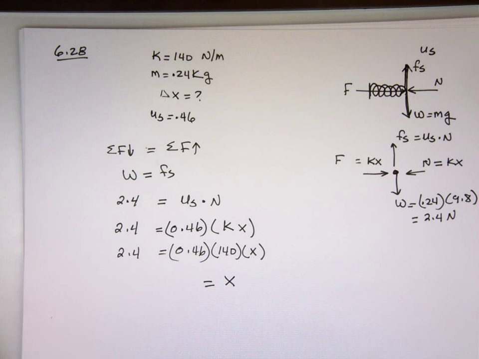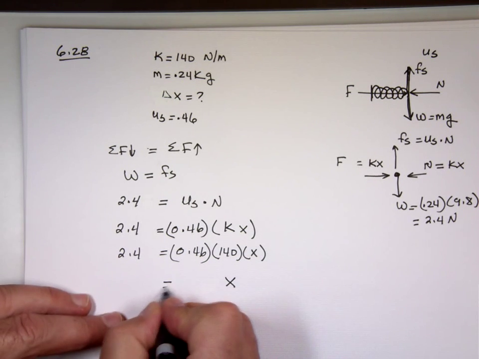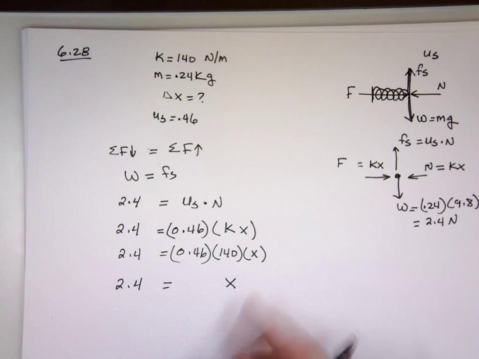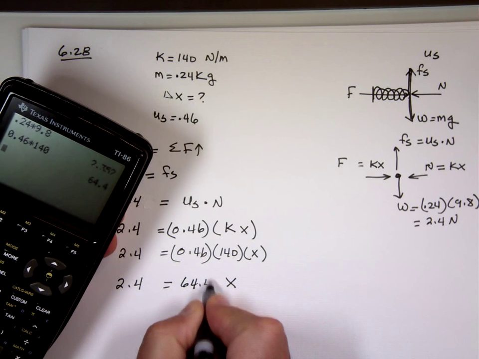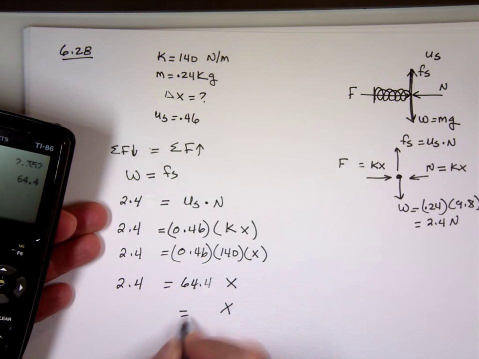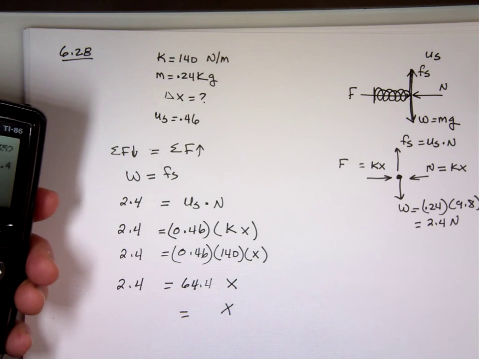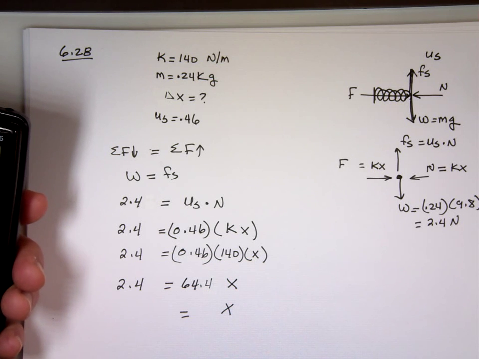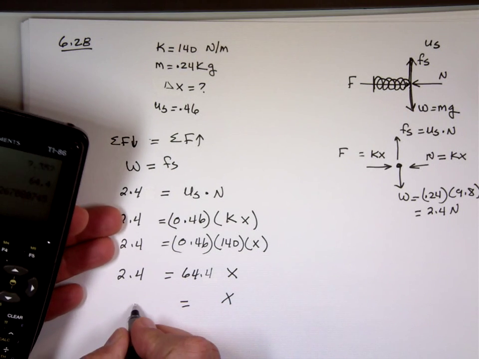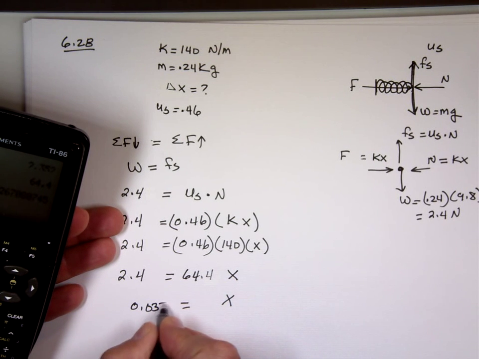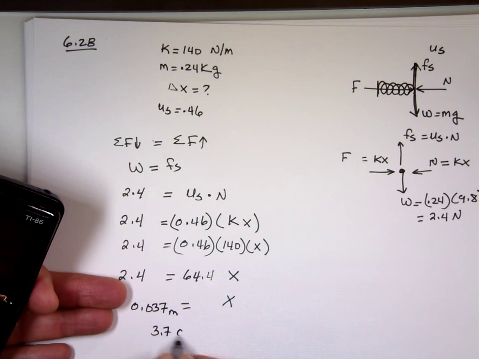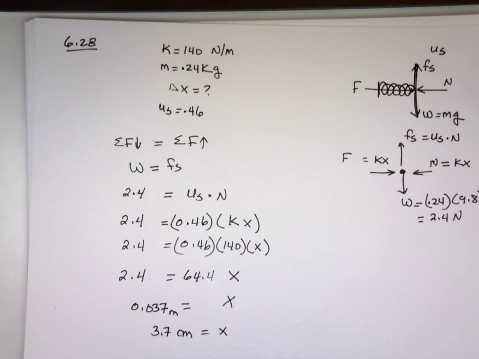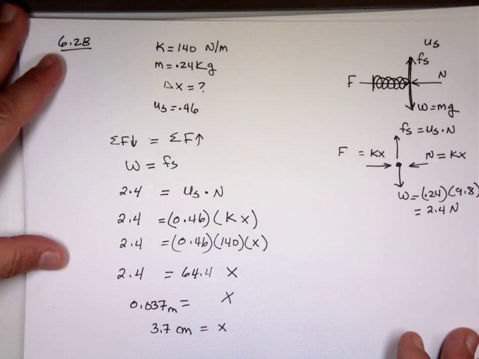Well, actually, let's do this in 2 steps. I have no problem doing 1 step, but I'll go slow. 0.46 times the 140, 64.4. And to get x, what are we going to do? Take the 2.4 divided by 64.4. Notice that 2.4 divided by the 64.4 is 0.037, which is roughly, that's meter, and that's 3.7 centimeters. So you have to compress it 3.7 centimeter.